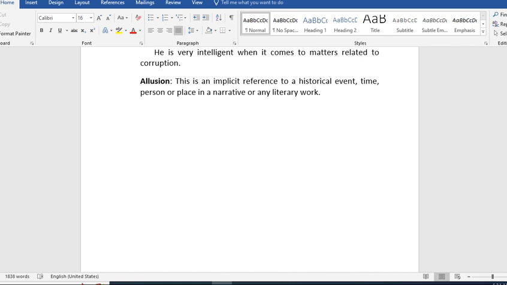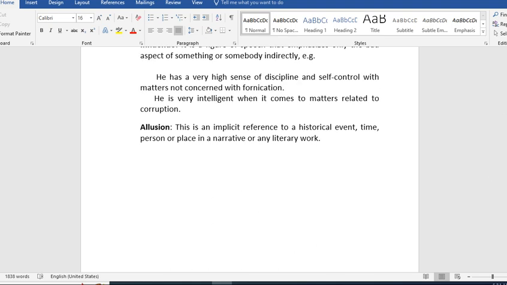The last but not the least is allusion. Allusion is an implicit reference to a historical event, time, person, or place in a narrative or any literary work. We have different types of allusion. We have biblical allusion, classical allusion, and some other historical allusion. We have them.